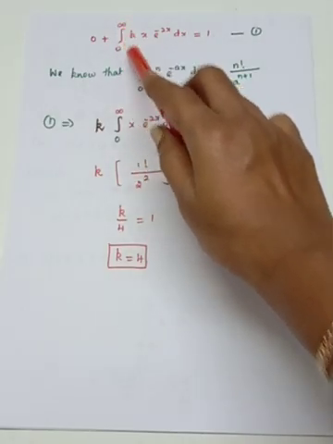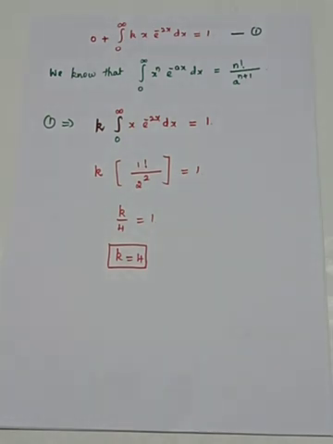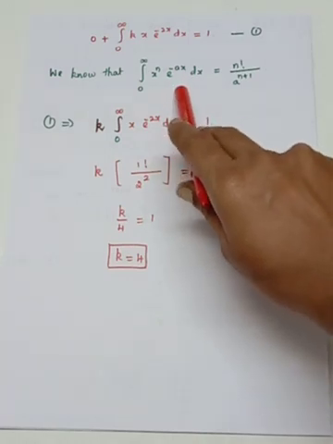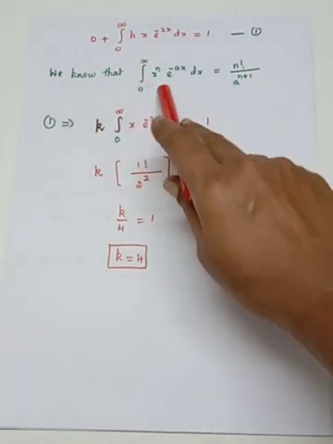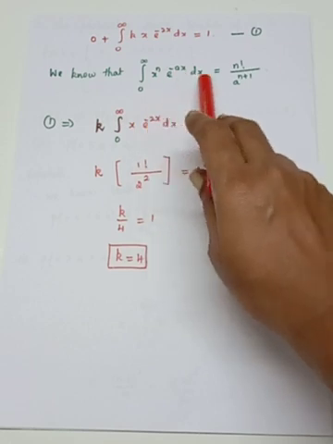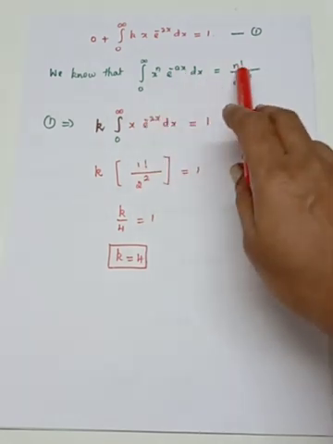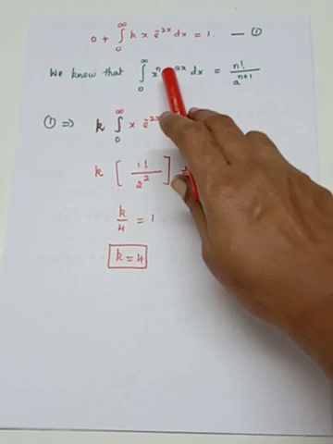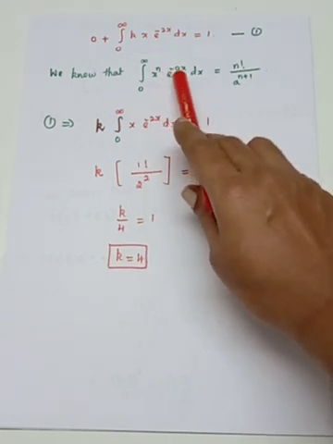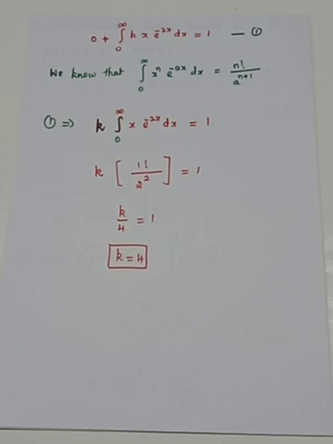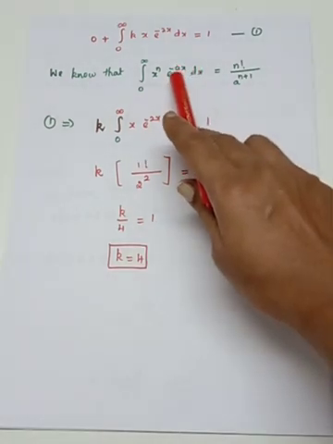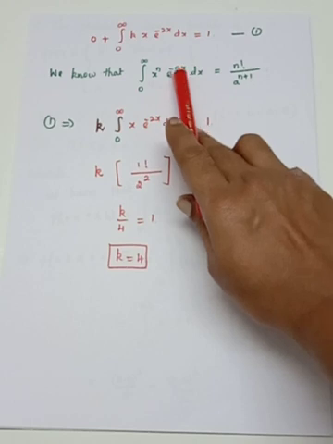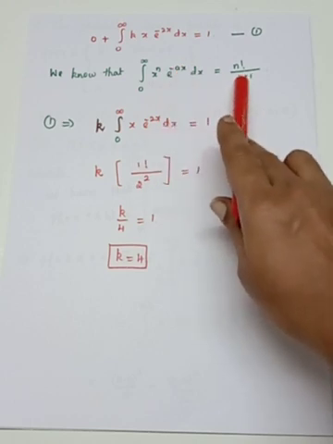K is a constant. So the integral from 0 to infinity of k x e power minus 2x dx. In integration we have learned this result: the integral from 0 to infinity of x power n e power minus ax dx can be written as n factorial divided by a power n plus 1. N is the power of the algebraic function x, and a is the coefficient of minus x in the exponential function.